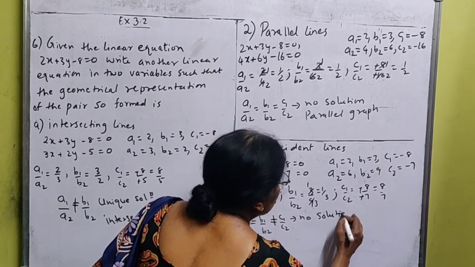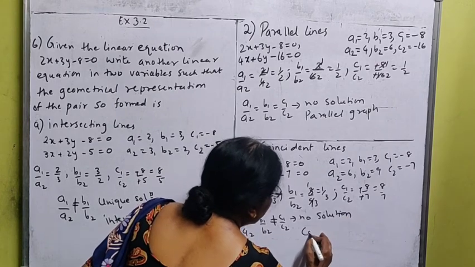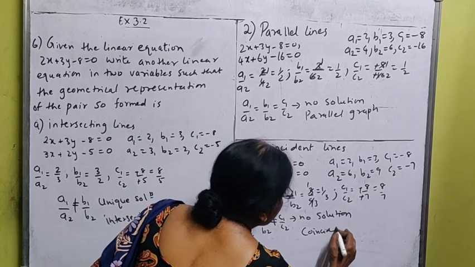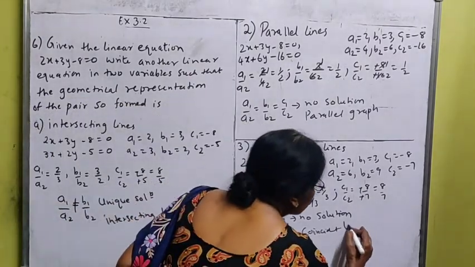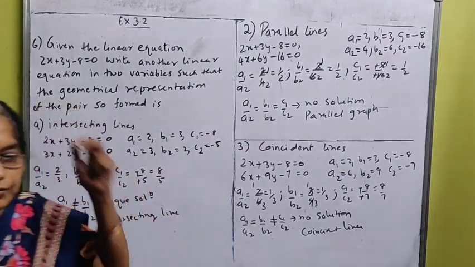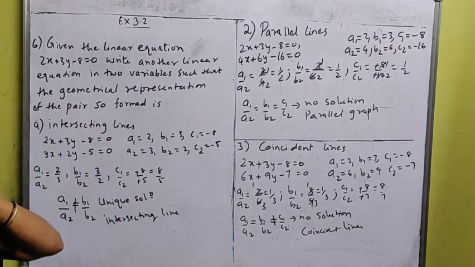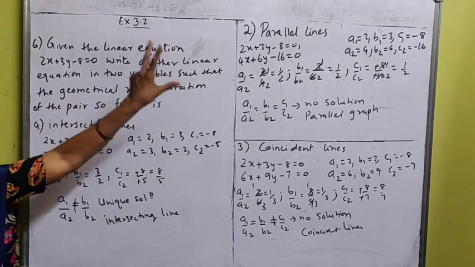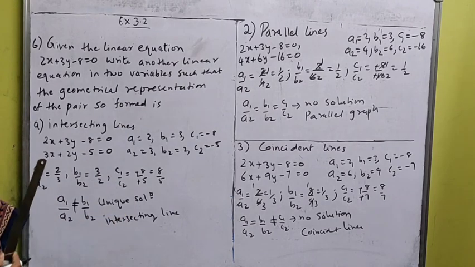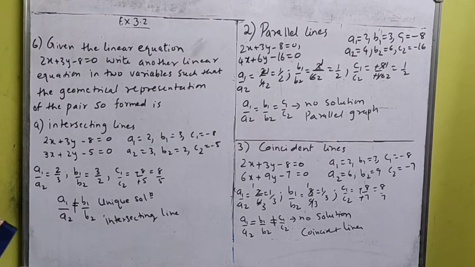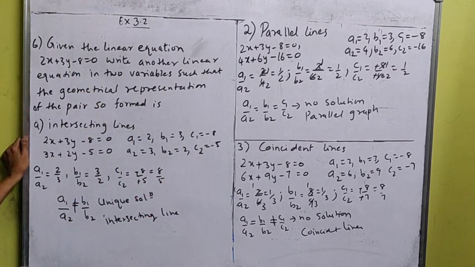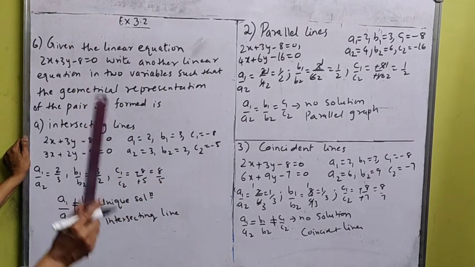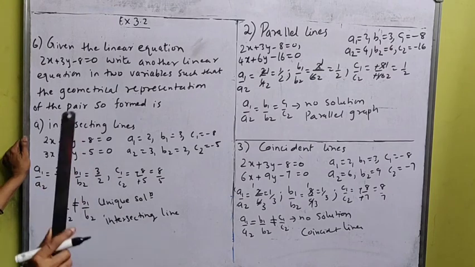No solution means it will be coincident. So you came to know how to do it. So it is coincident lines. So these 3 graphs you have to draw. So got it? How to do it? This is how you have to solve. Okay. So all these 3 graphs you have to draw. It is homework for you.